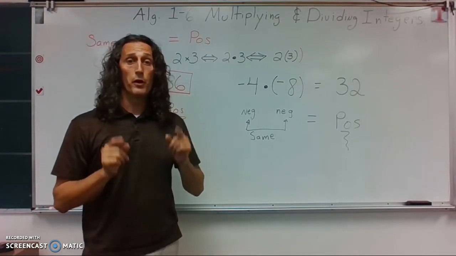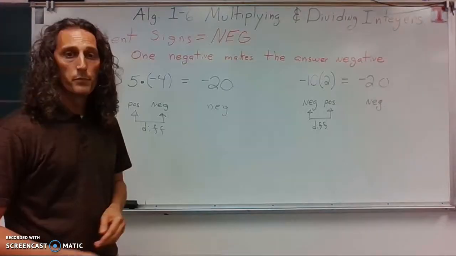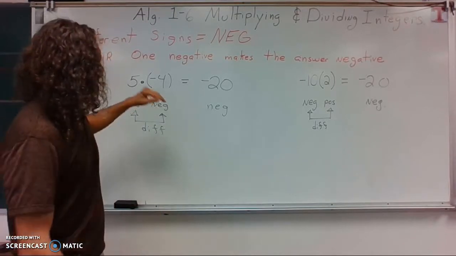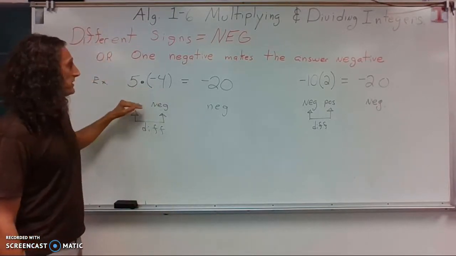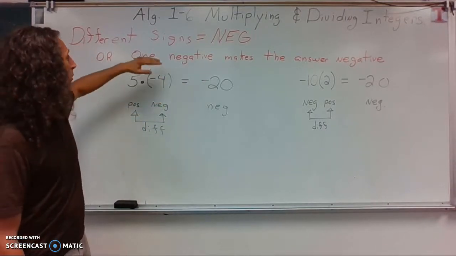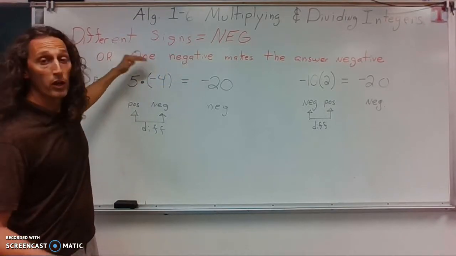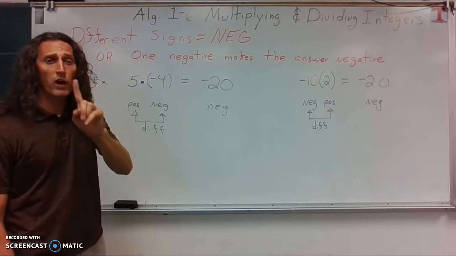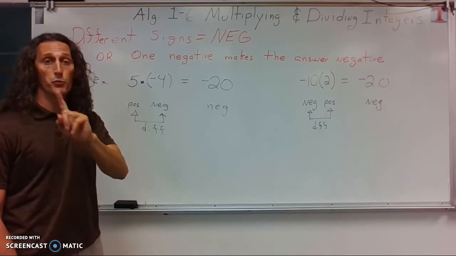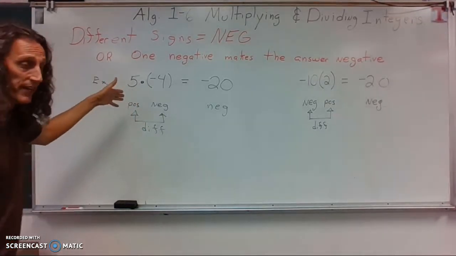So now we're going to go to the next rule, which is what happens if they have different signs. All right, so this is what happens when you have different signs. So when you have one that is a positive and one that's a negative, or one's a negative and one's a positive. If you have different signs, or if you have just one negative number in your problem, your answer will become negative. So go ahead and copy this on down.